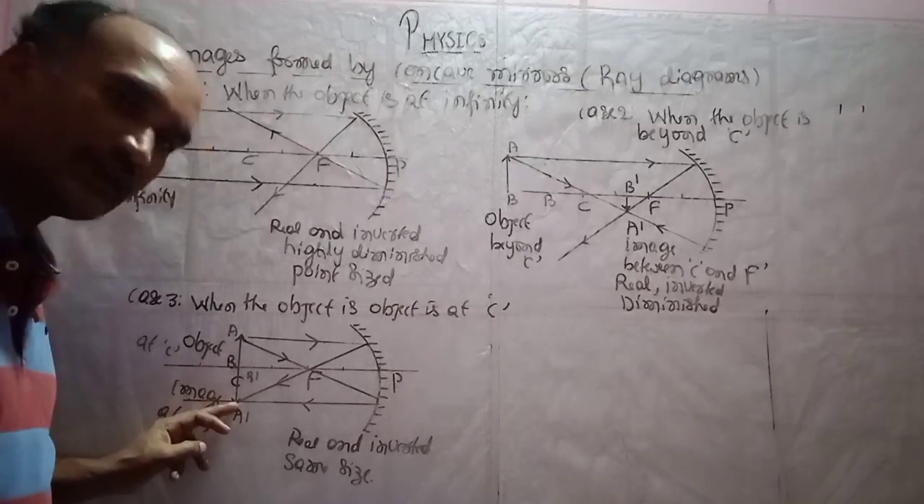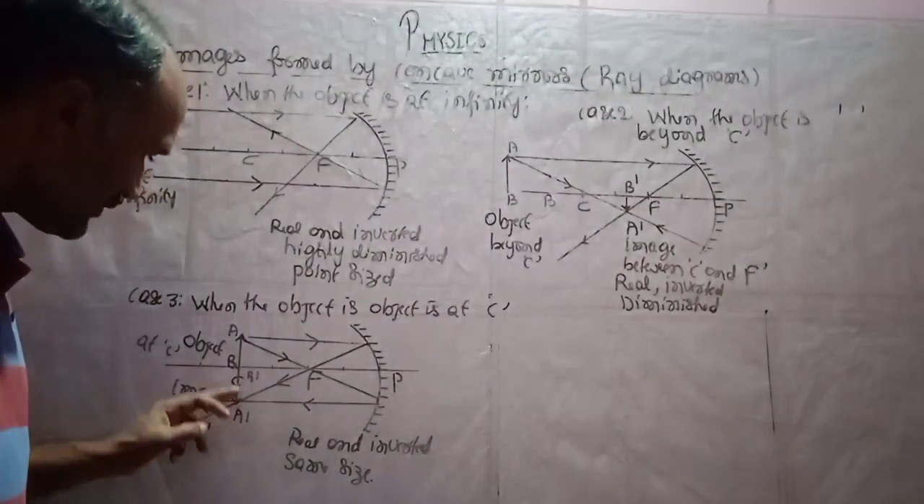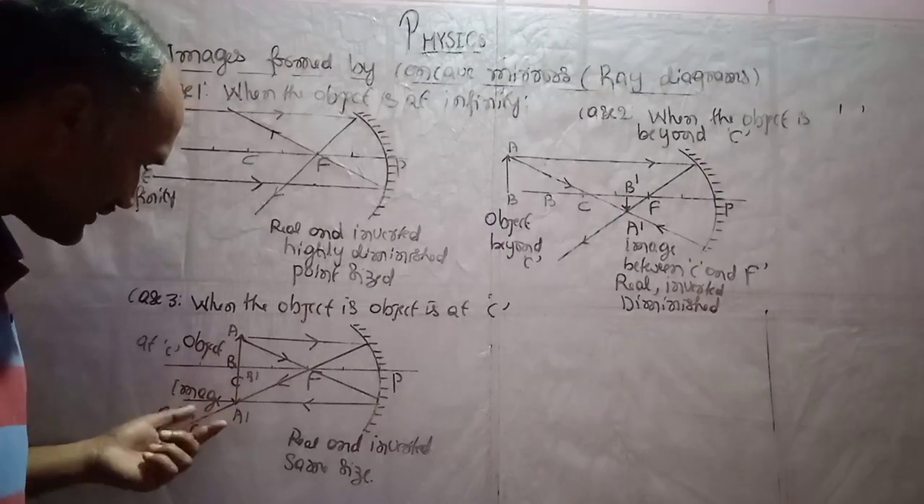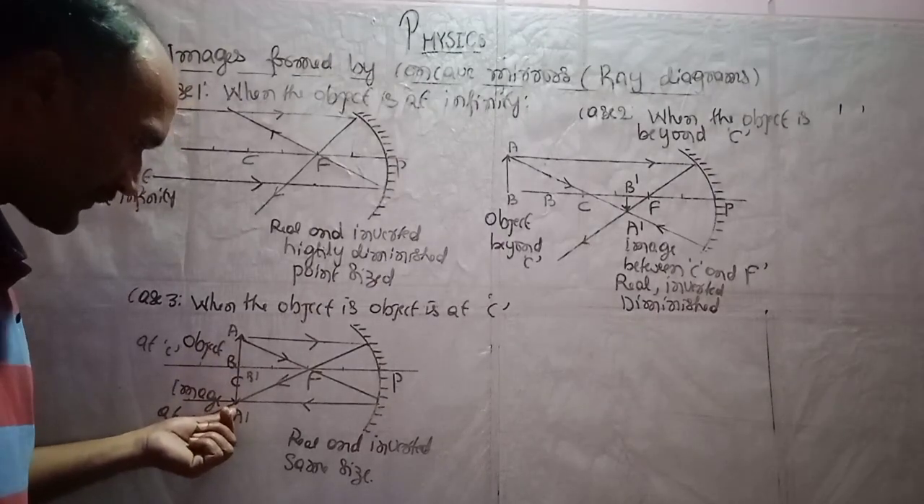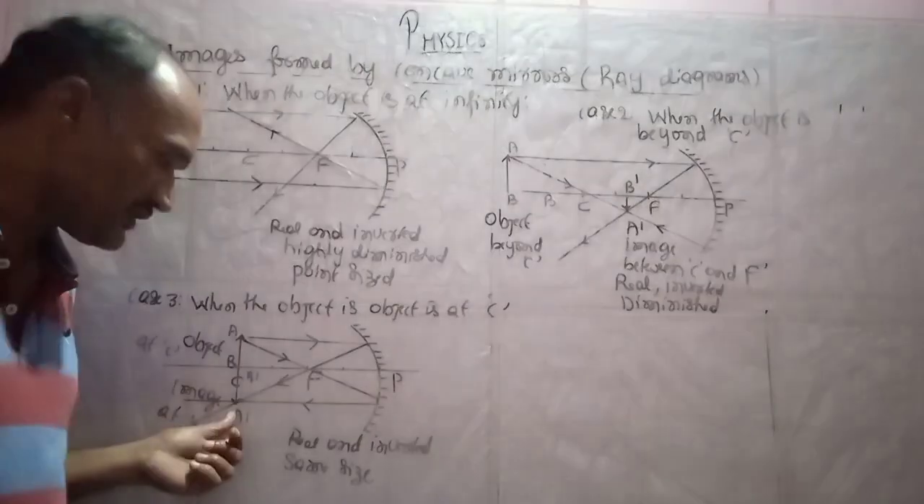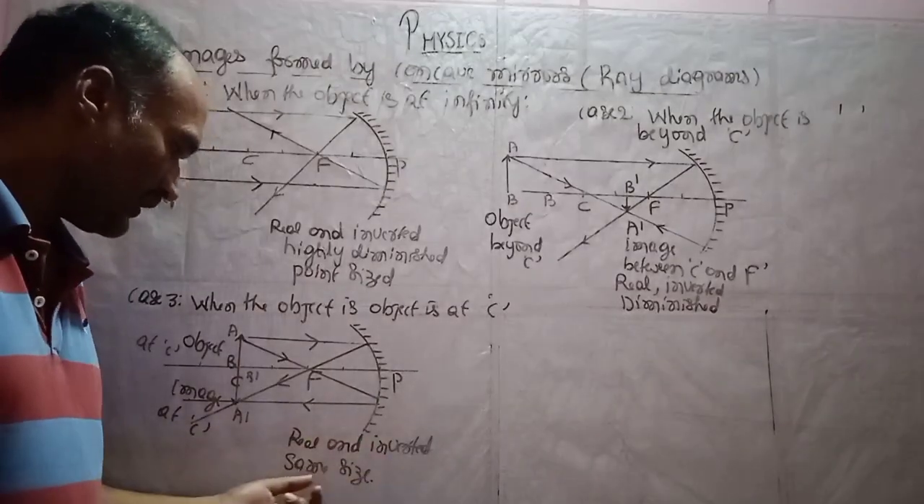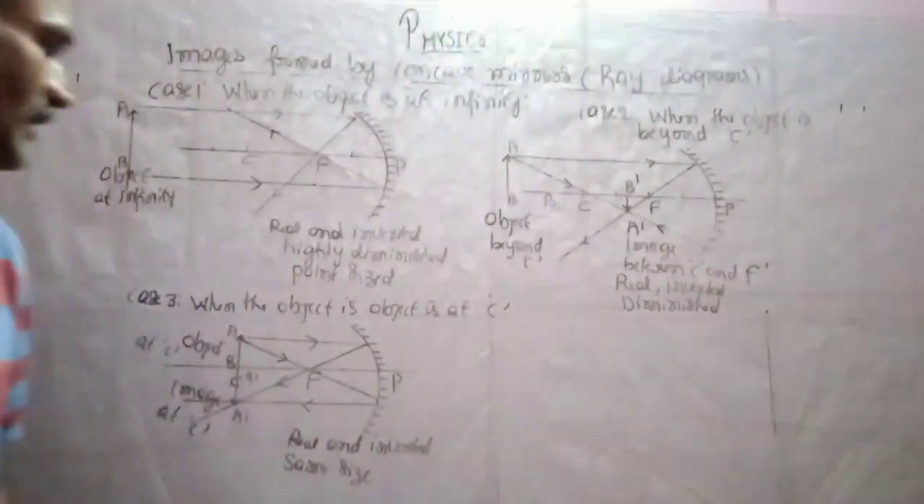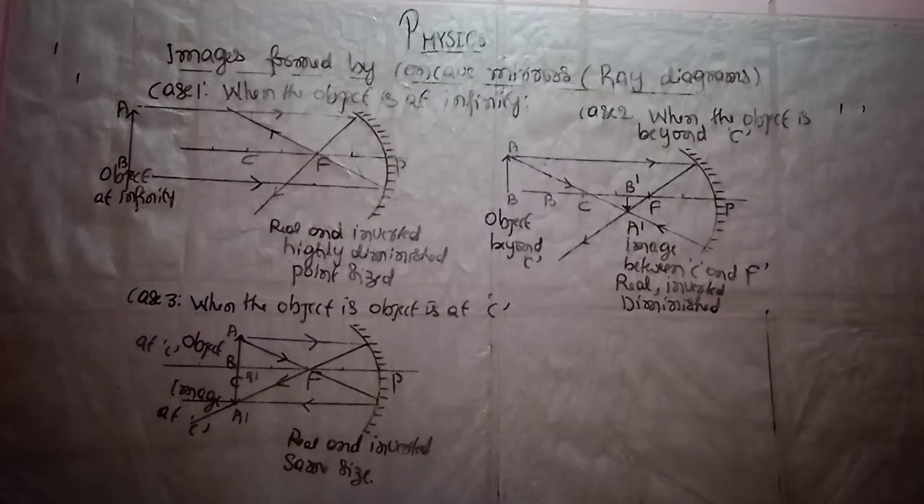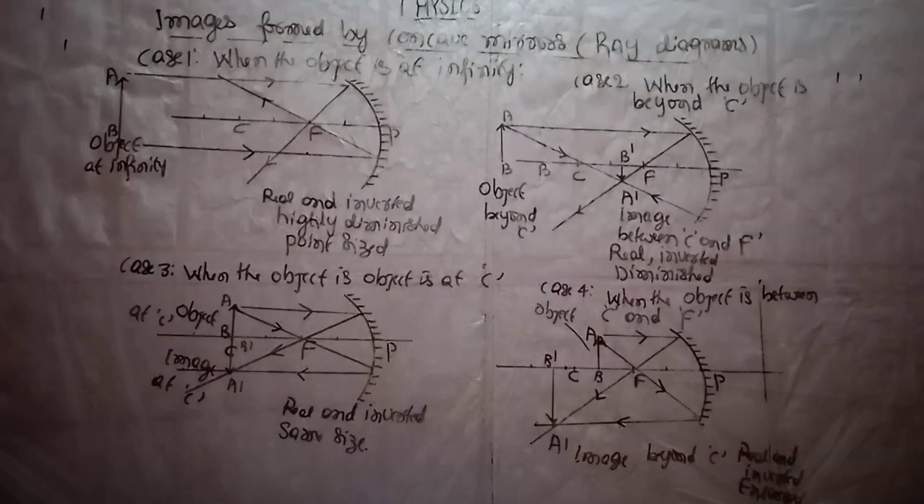So here you can get an image. Let the image be B dash, A dash. So this is the image position at C. The nature of the image is real and inverted and of the same size. So this is case number 3. After case number 3 we can go for case number 4.